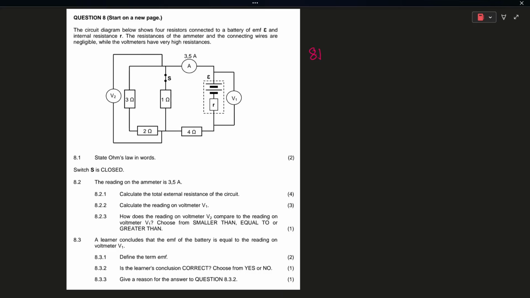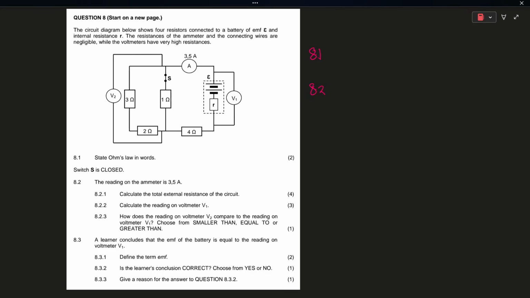8.1, state Ohm's law in words. It says that the potential difference across a conductor is directly proportional to the current in the conductor at constant temperature. So you must define it according to the CAPS, or rather the examination guideline.